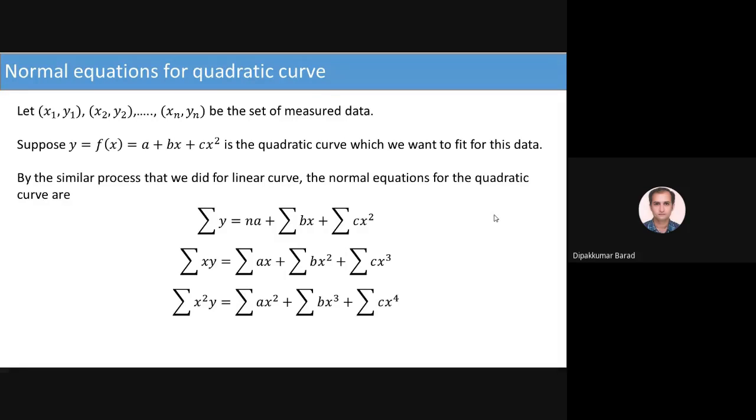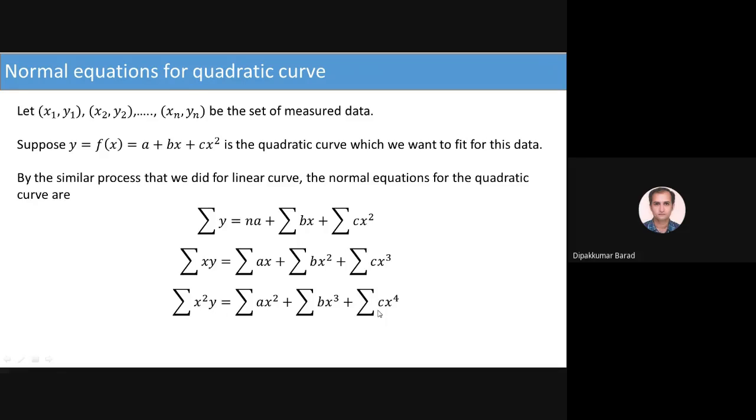Okay, I hope everyone has noted this down. How can you remember this? Summation y equals n a plus b summation x plus c summation x square. Now I multiply these equations by x, so I get summation xy equals a summation x plus b summation x square plus c summation x cube. If I multiply again by x, I get summation x square y equals a summation x square plus b summation x cube plus c summation x raised to 4.